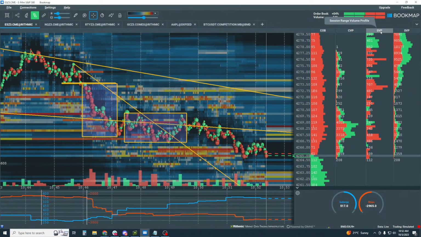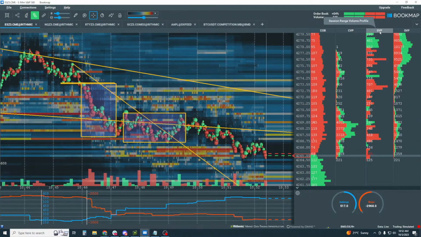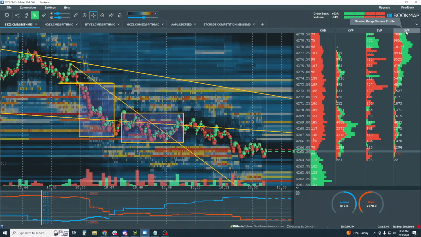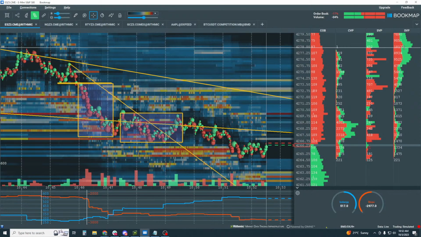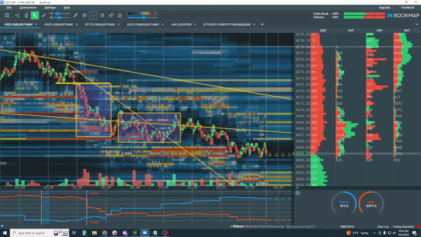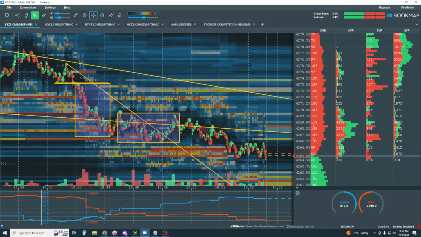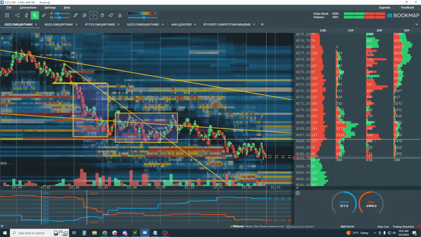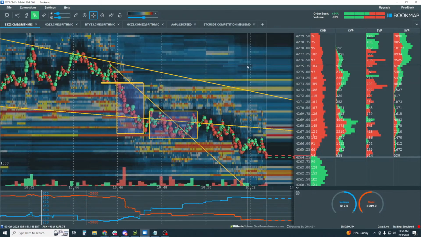So for the SVP, session range volume profile, this is buy minus sell. This over here is buy plus sell. It takes both of these, the selling being a negative number, the buying being a positive number, and adds them together, and this is what we get. I hope that answers your questions.